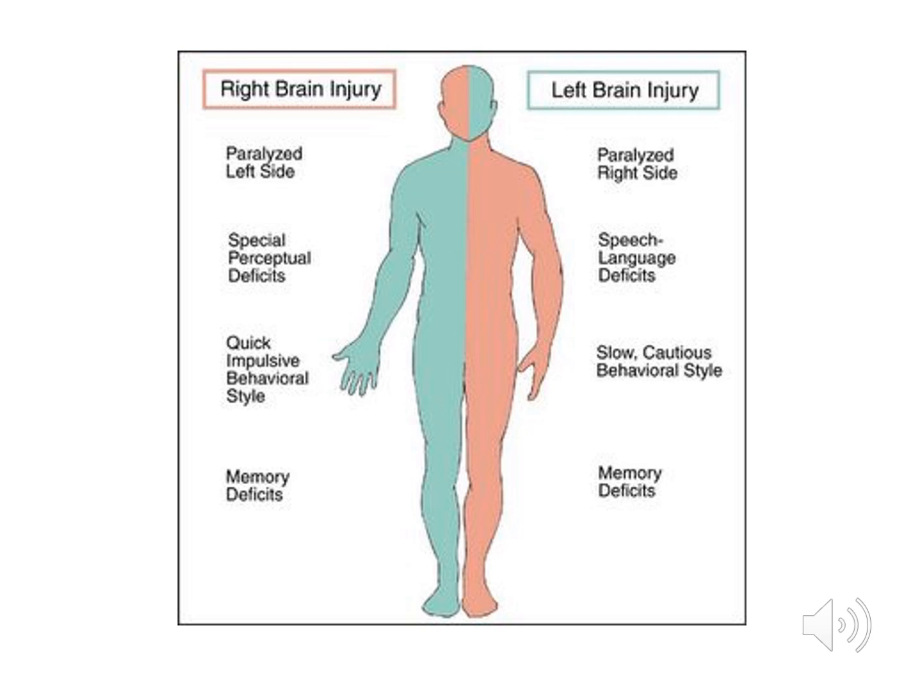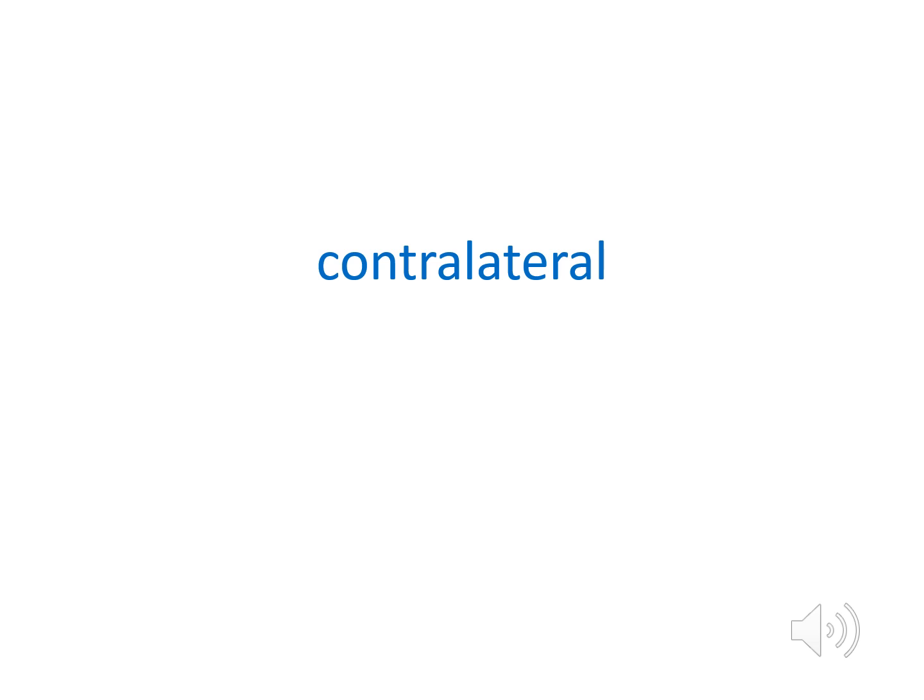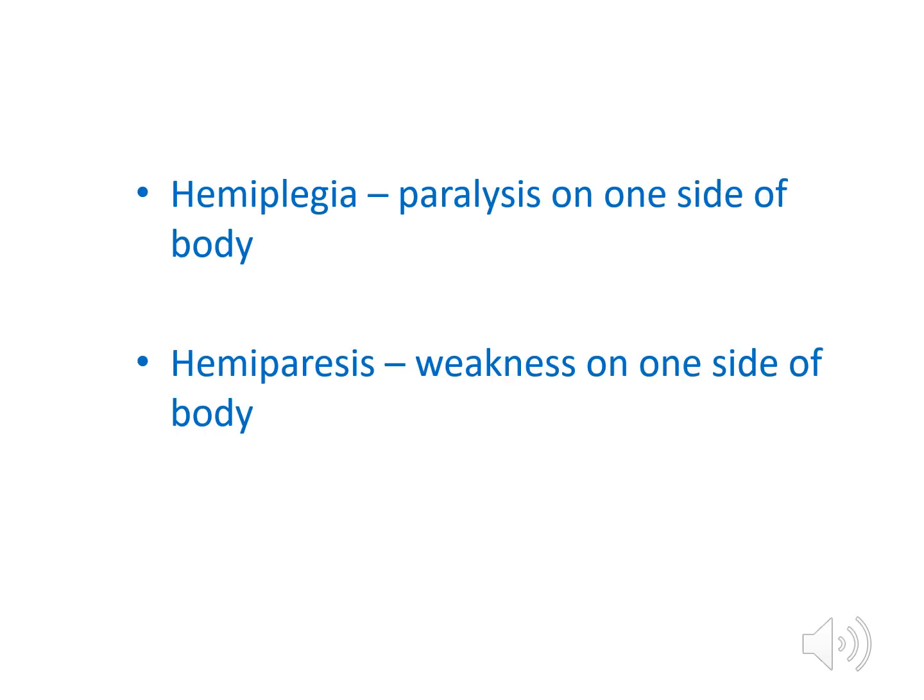Okay, so we say that a stroke causes symptoms on the contralateral side of the body from where this stroke occurred. Now, depending on how big an area of the brain was affected or how severe the stroke was, people might have either paralysis or weakness on that one side of the body. Paralysis would be hemiplegia, weakness would be hemiparesis, hemi meaning half, right? And we're talking right half versus left half here. Okay, plegia referring to paralysis, paresis referring to weakness.